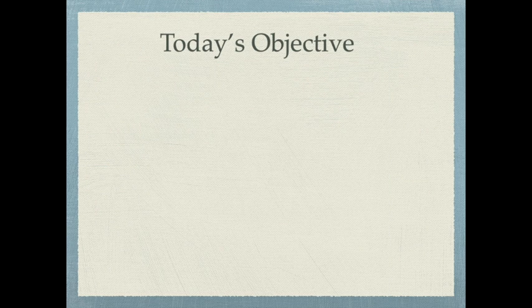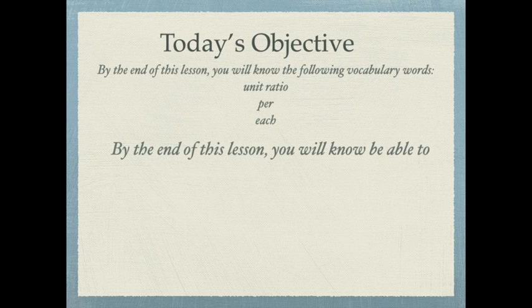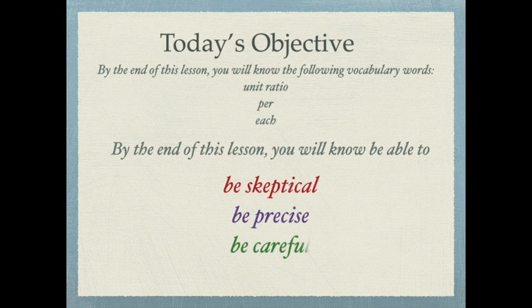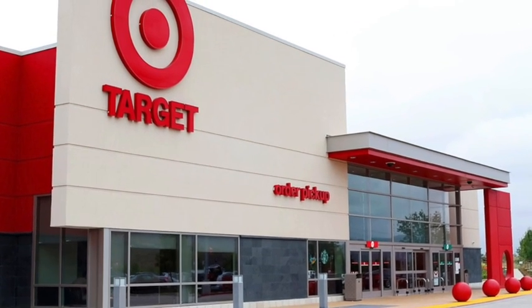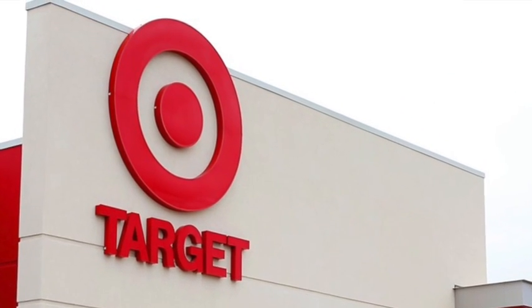Today's objectives were for you to learn what a unit ratio is and the words per and each. And by the end of this lesson, I wanted you to become very skeptical about things that are on sale. I want you to be very precise in your calculations so you know what you're paying for. I want you to be very careful with your money. And I want you to practice this math until you are very confident so you can do it as an adult when you're shopping. Next time you go to Target, look around for the people who are carrying around a calculator or the ones who are just throwing stuff in their cart willy-nilly. I want you to be the smart one.